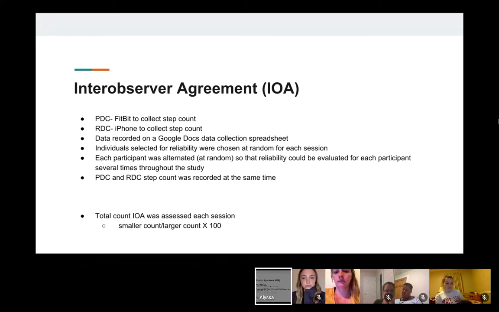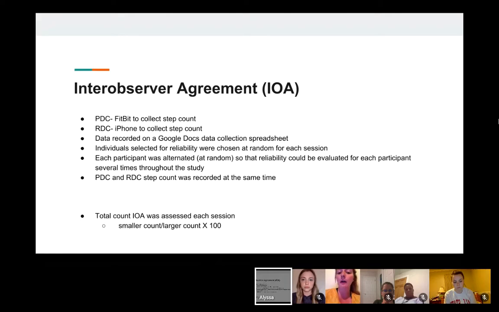So for the IOA data, as Meg said earlier, we needed at least 3 sessions to collect IOA data. To make things easy, we just decided to draw a name from a hat, and whoever's name got picked first was going to be the first session, and then we did that through all 5 sessions in each phase. That way we all had the same amount of reliability data collected.